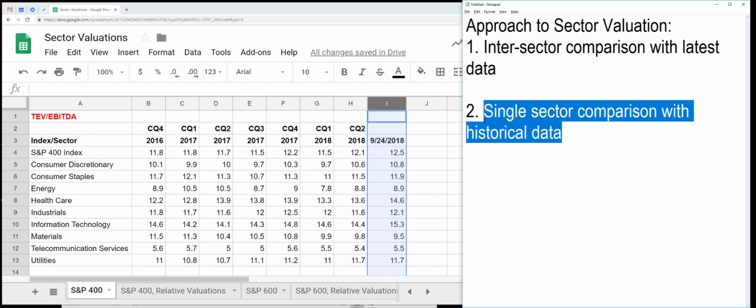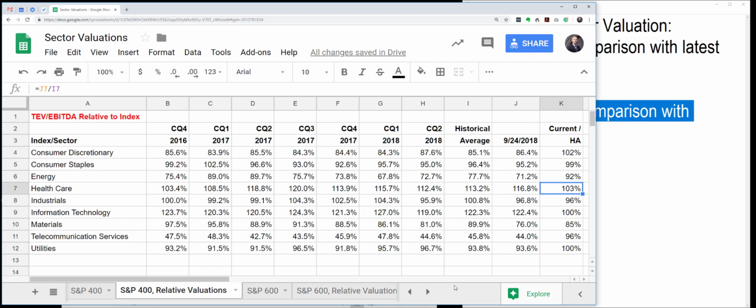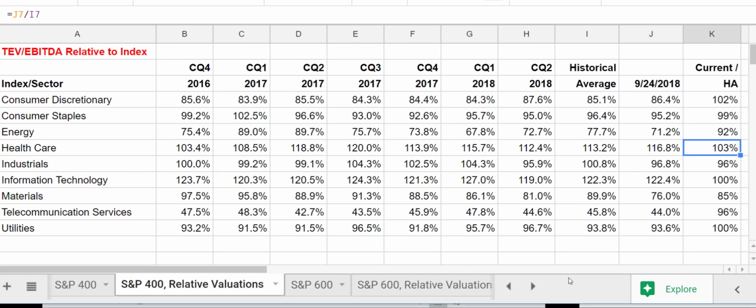But another approach is to do a comparison of a sector to itself using historical data. And I think that this is a nice approach as well. I want to talk about that by clicking on this relative valuation tab for the S&P 400 mid-cap index. Again, this is just the 400 stocks selected to represent the mid-cap space by Standard & Poor's. So here's what the spreadsheet looks like, and what you have is a lot of percentages here. And I want to talk about how to actually get these percentages.